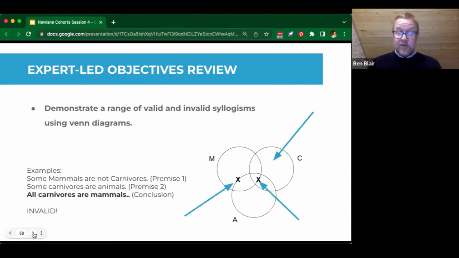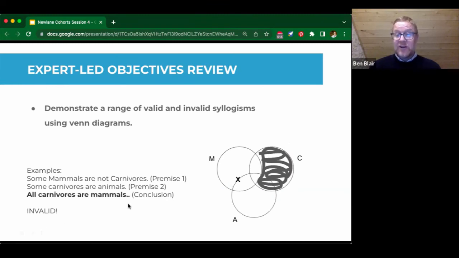And then for the conclusion, all carnivores are mammals. If I look at this, it's not intuitive that I can arrive at that conclusion. So it's not valid. I don't see that all carnivores are mammals. And I know that to get to this conclusion, the Venn diagram should look like this. It should look like everything in the C circle has been eliminated except for where the C intersects with the M. That's what it would look like to get that conclusion, all carnivores are mammals, and that is not what it looks like. Remember, it looks like this.